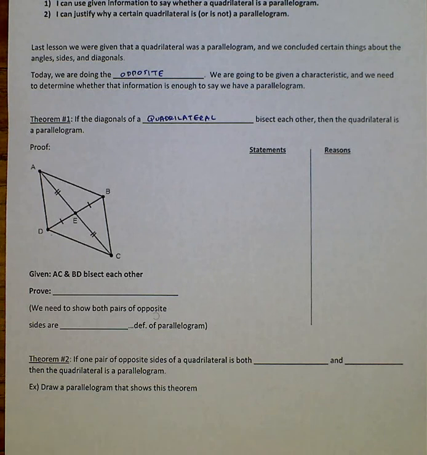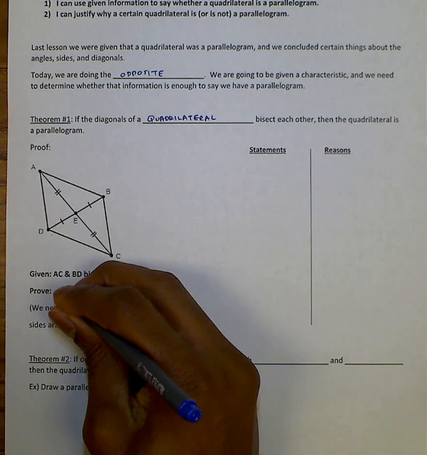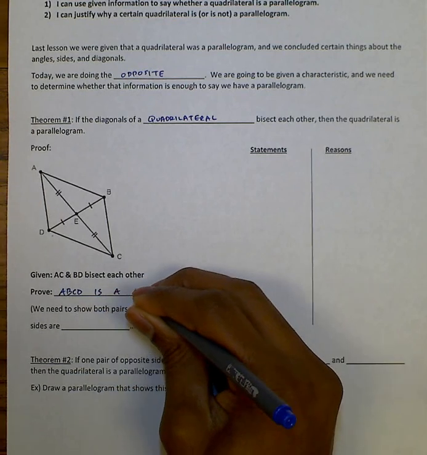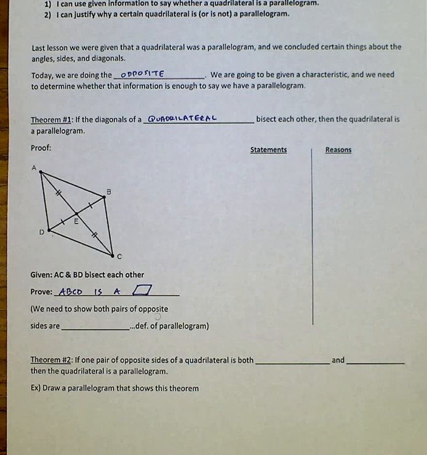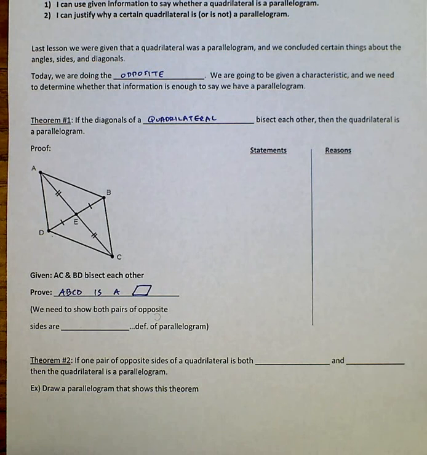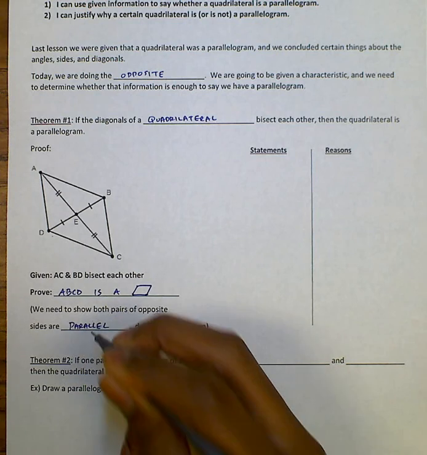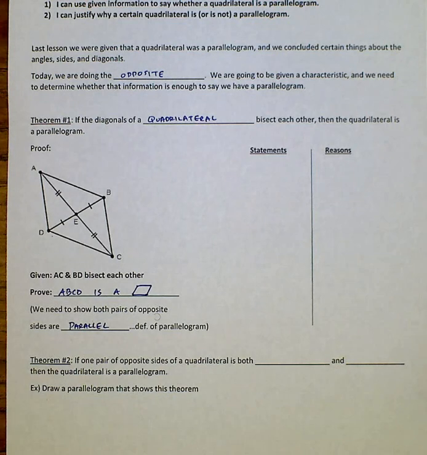So, here's our proof. We're given that AC and BD bisect each other. We want to prove that ABCD is a parallelogram. I'll just draw that here. What we need to do is show both pairs of opposite sides are parallel. Remember, that's our definition of a parallelogram: both pairs of opposite sides are parallel. So with just the information that the diagonals bisect each other, let's go through this proof.